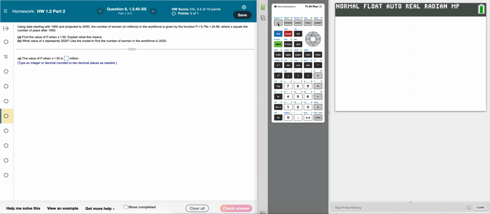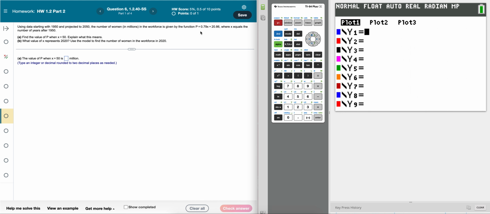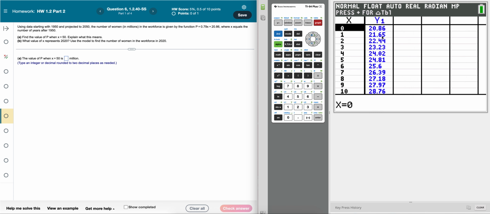So to start, I'm going to go to my y equals, and I'm going to enter in this equation. So I have 0.79x plus 20.86. I am not going to bother to graph this. I don't need to graph this. I'm just going to go to the table. So to access the table, it's going to be second and then graph. And here is the table.